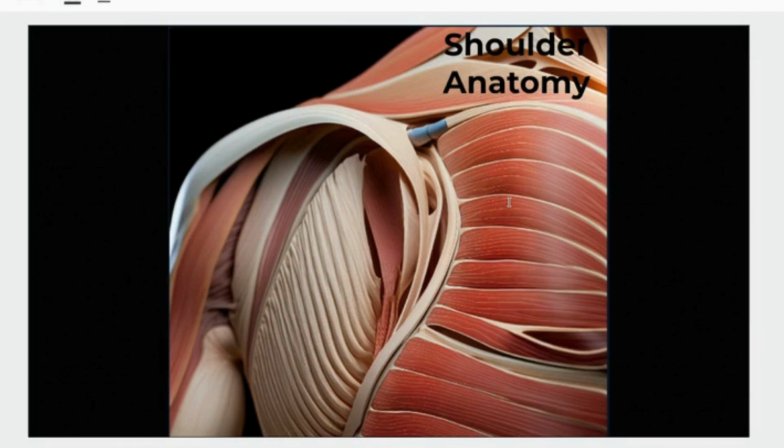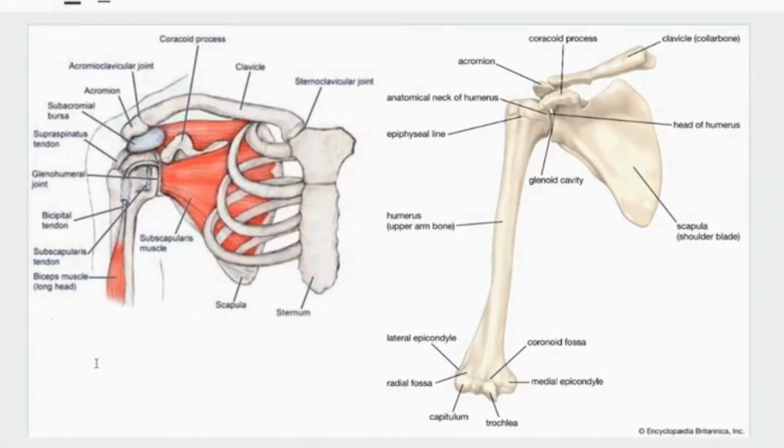Shoulder anatomy. The shoulder joint is the most complex and mobile joint in the human body that allows for a wide range of motion in the upper extremities. It is composed of several key components, including bones, muscles, joints, and ligaments. The shoulder is made up of three main bones: the scapula, also known as the shoulder blade, clavicle or collarbone, and humerus, upper arm bone.